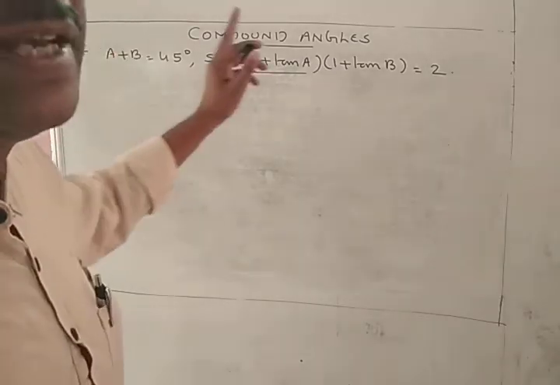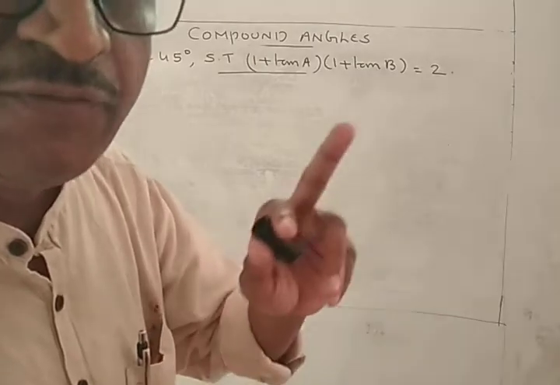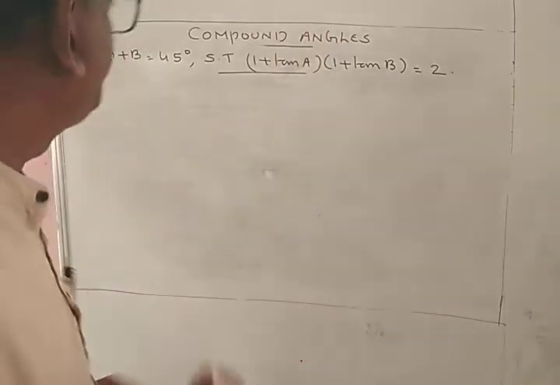Here A plus B is equal to 45 degree. Therefore, tan A plus B is equal to tan 45, which is equal to 1.